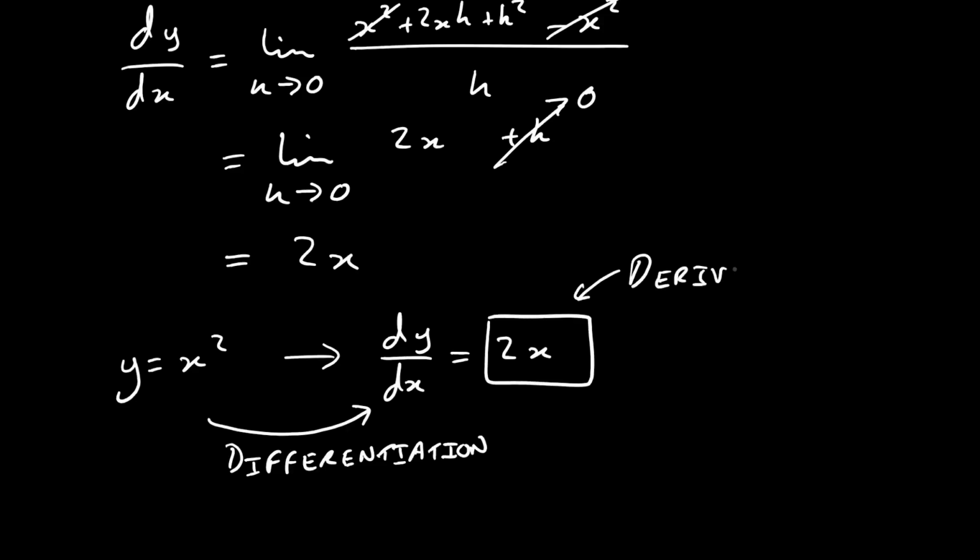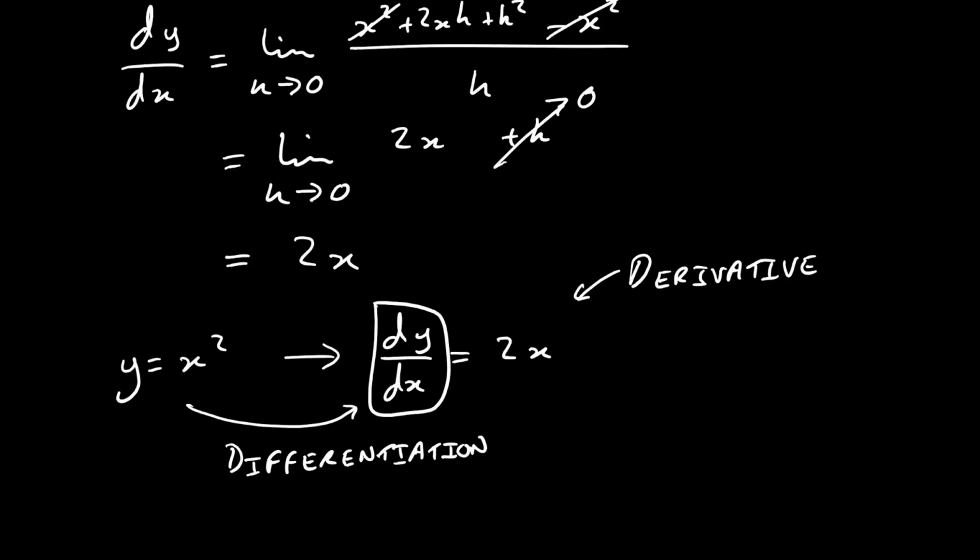So let me just say that again. When I take y and I find the gradient of it, so I find dy by dx, right? That's called differentiation. And the thing which I get, so when I differentiate, the thing which I get, that's called the derivative. Now, there's a few ways that I can write dy by dx. In other words, there's a few ways that I can actually write the derivative, okay?